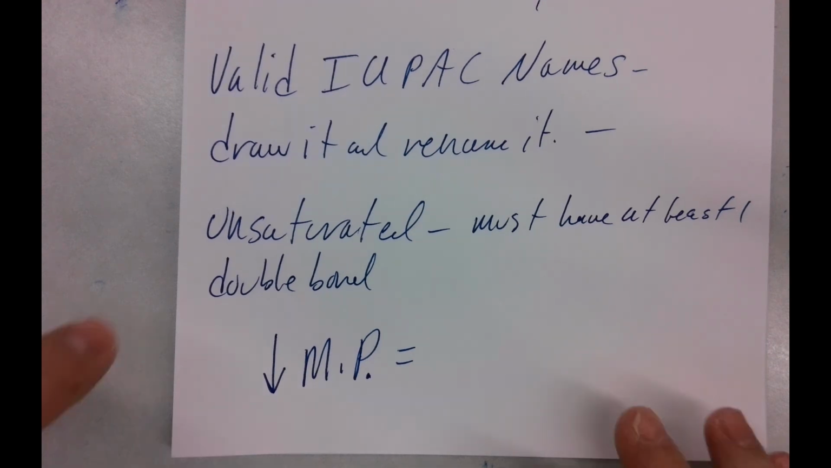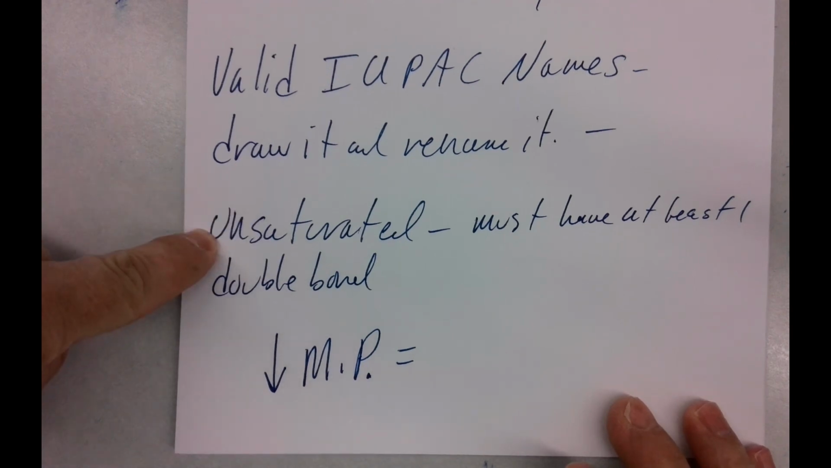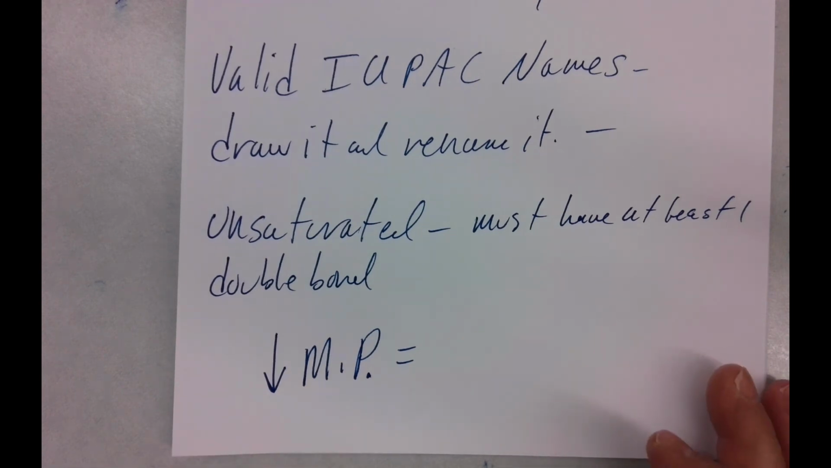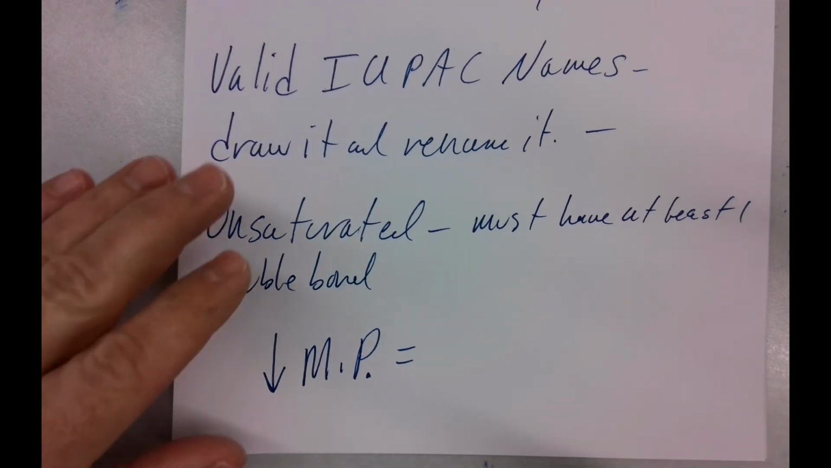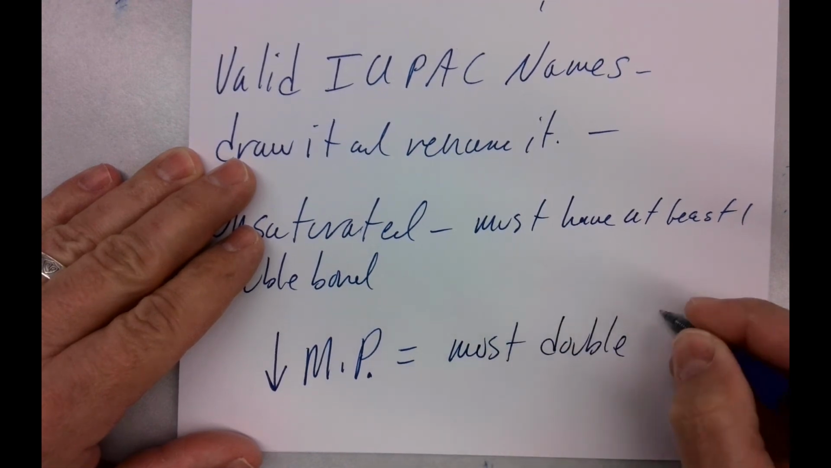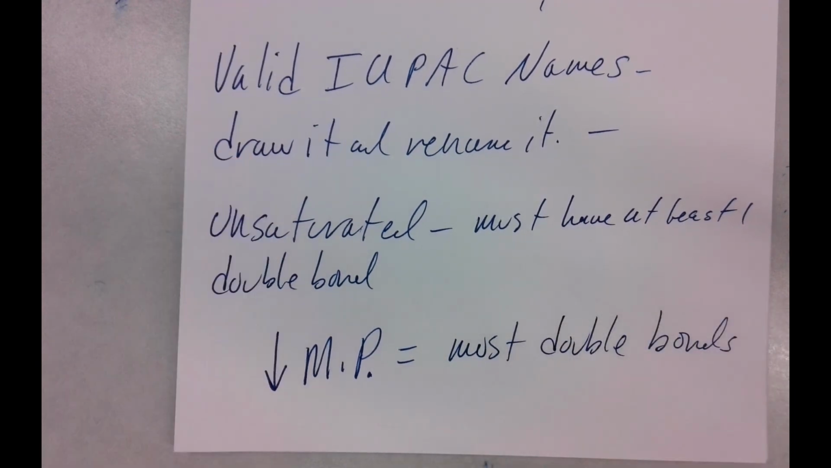But if I'm thinking about it this way, it's unsaturated, which means it's going to have a double bond. But if it gave me four things, it would be the one with the most double bonds. And really for any of these, it would also be true if it was the most amount of triple bonds.